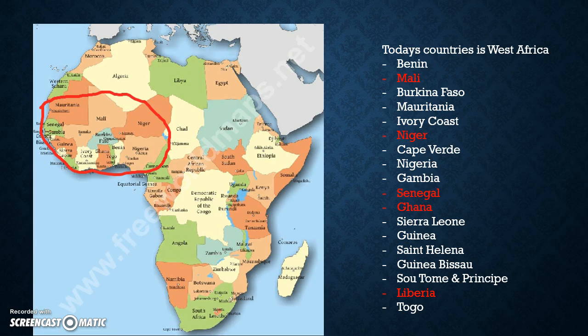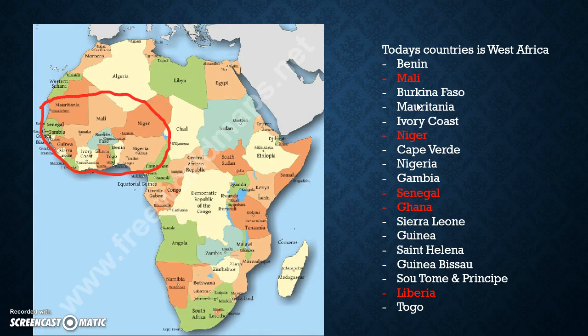This is the area of Africa that is considered West Africa. Africa is an extremely large continent, and we are only going to be discussing the history of the region circled in red. You can see some of the current day countries that compose West Africa to the right.